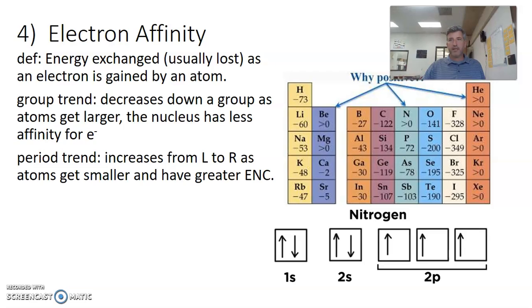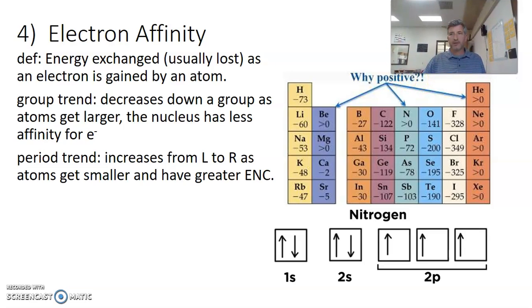So electron affinity is the energy exchanged, usually exothermic, usually released, as an electron is gained by an atom. And so if we look at the group trend from, let's say, fluorine to chlorine to bromine to iodine, with the exception of chlorine, and chlorine is a little bit different, but for the most part, as we go down a group, we see electron affinity become less exothermic.